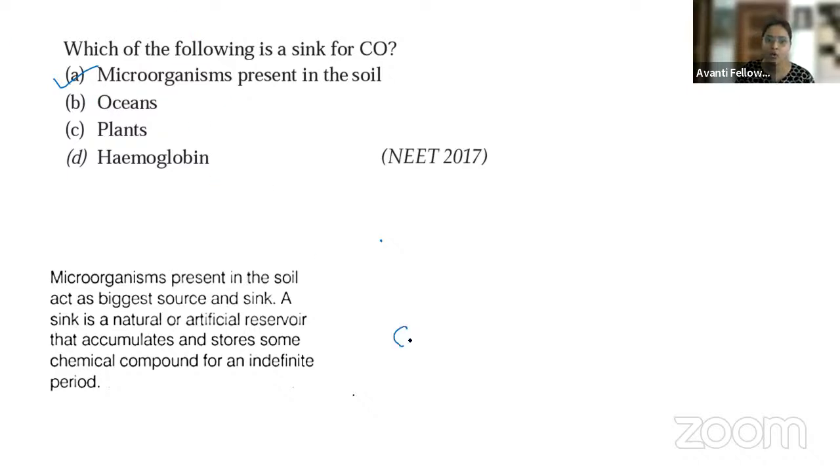Question क्या आता है? What is or which of the following is a good sink for CO2? ठीक है, तो तब हमारा आंसर क्या आ जाएगा? Which is a good sink for CO2? The good sink for CO2 is what? Oceans. ठीक है, ये आपको ध्यान में रखना है.